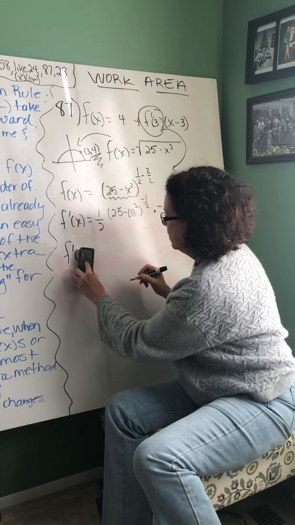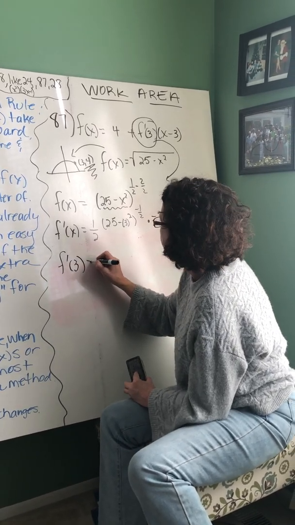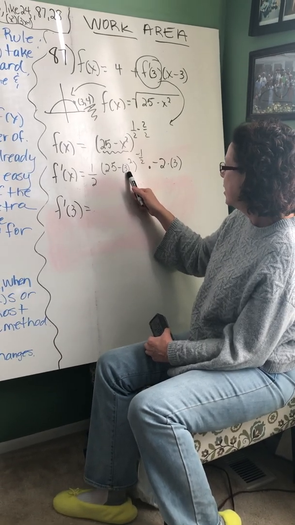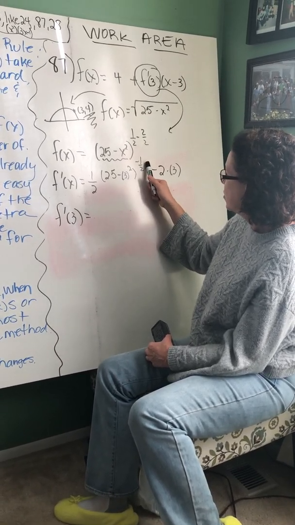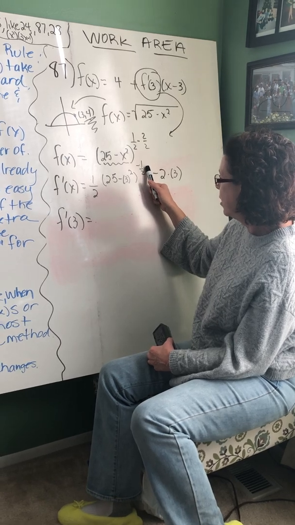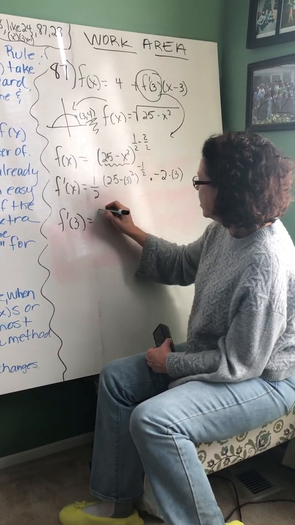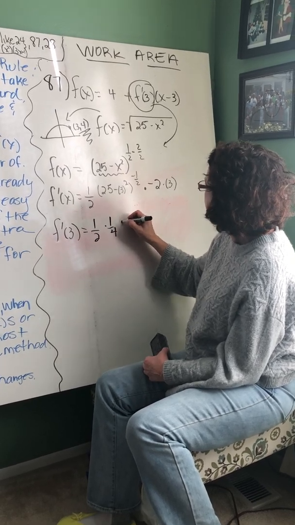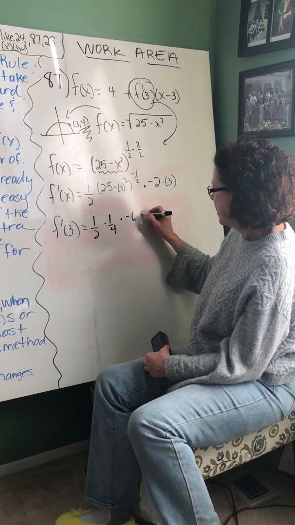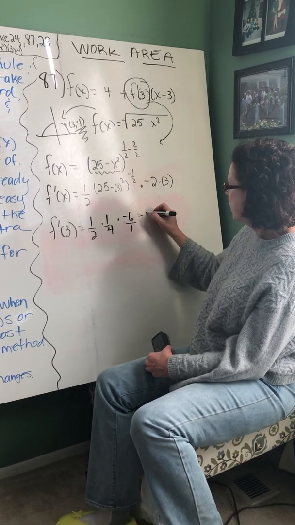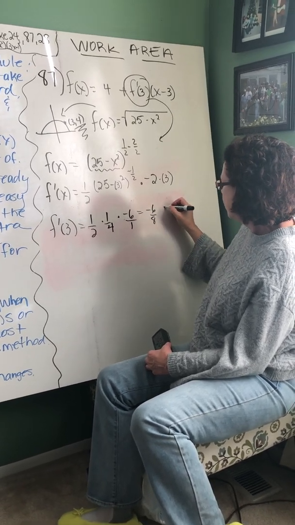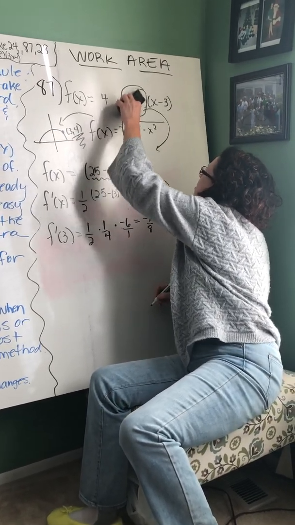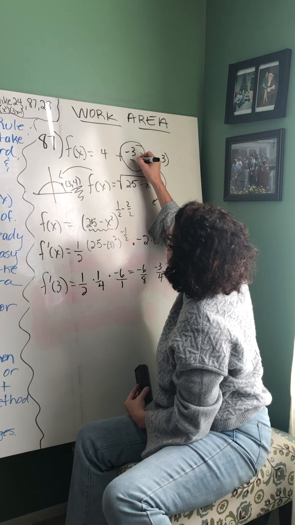Oh, the derivative at 3 now, right? We put it in. Let's see, 25 minus 9 is 16. Now, if this were 16 to the 1/2 power, that would be 4, so it must be 1/4. So we have 1/2 times 1/4 times negative 6. There we go. So we have negative 6/8, which is a negative 3/4. There we go. And we are done writing the equation of our tangent line.